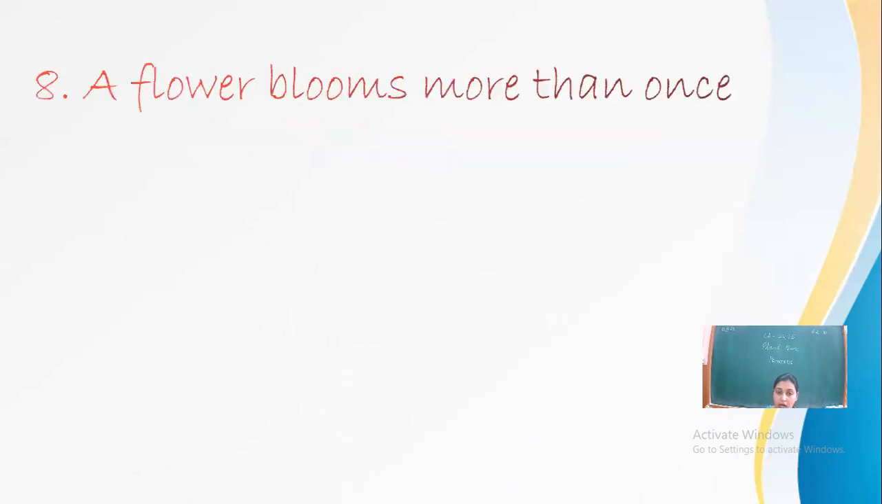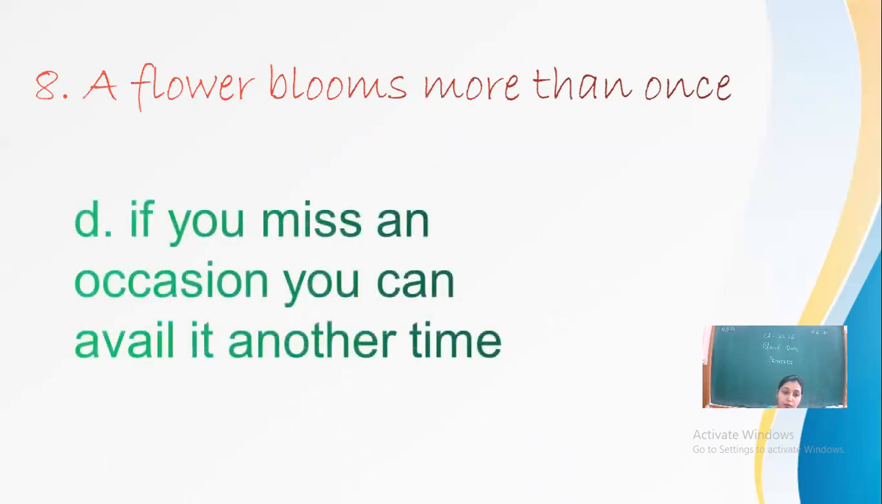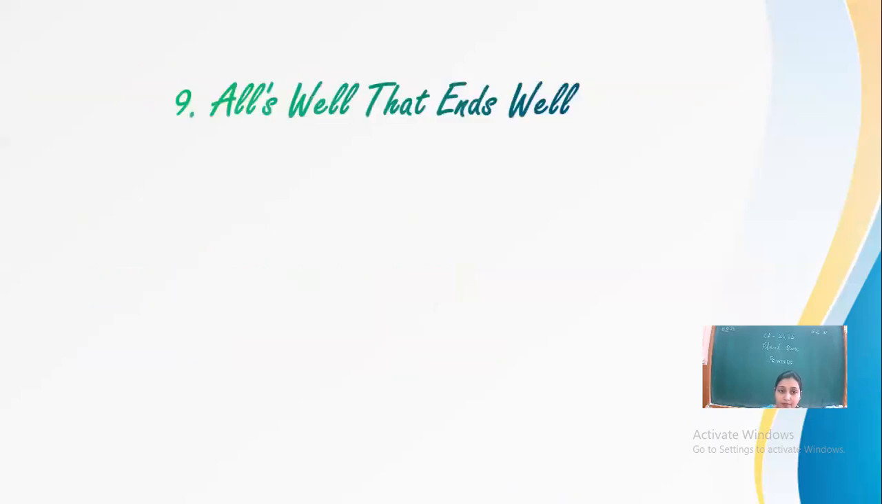Another one. A flower blooms more than once, meaning you may get another chance for a particular occasion. If you miss an occasion, you may avail it at another time. Certain things can come again in your life. Never feel guilty about something that you have missed.